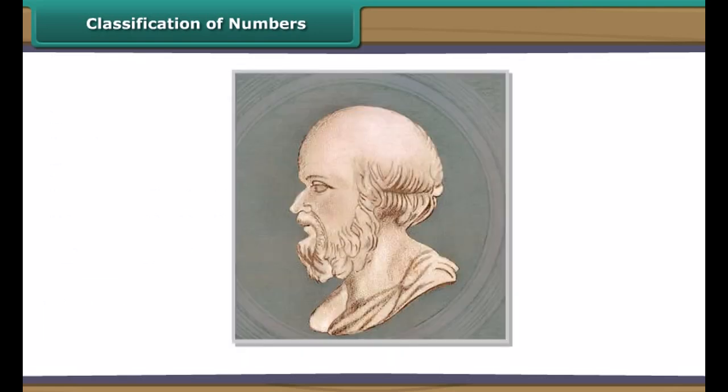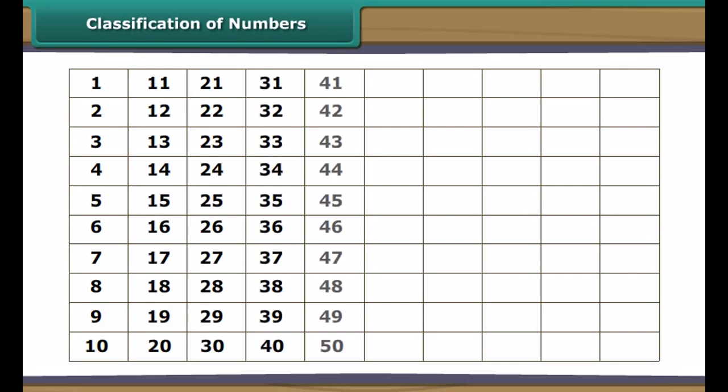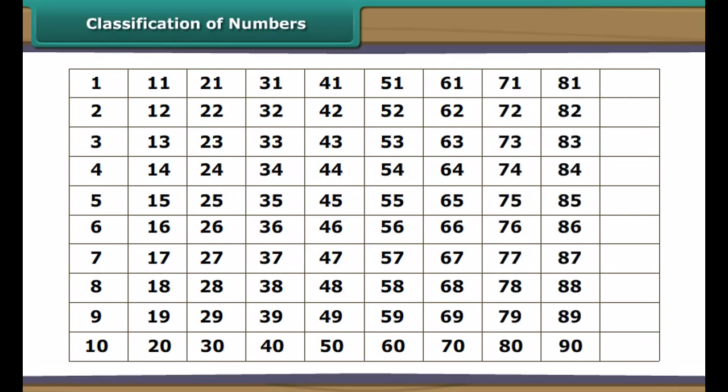A Greek mathematician called Eratosthenes devised an easy method to locate the prime numbers between 1 and 100. Let us take a look at this method. We draw a table of 10 columns. In the first column, we list the numbers from 1 to 10. In the second column, the numbers from 11 to 20 and so on. Thus, in the last column, we list the numbers from 91 to 100.